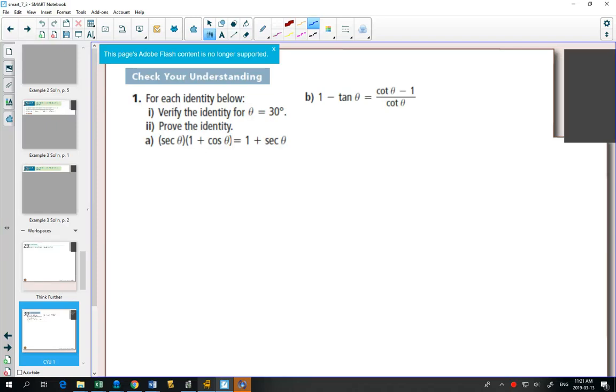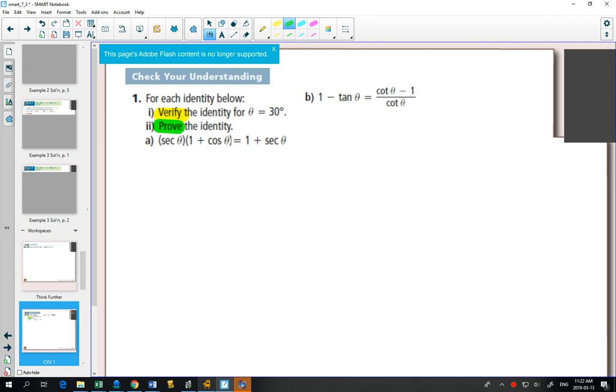So for each identity, we're going to first verify an identity for one angle, and then we're going to prove the identity. This is important for us to understand the difference between these two words. We've got verify in one question and prove in the other. As far as our method for solving these, it's going to be very, very similar. What verifying means is they want you to check, is the left side and the right side the same if you plug in a certain value?